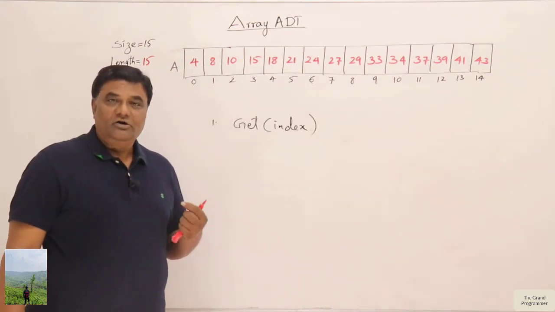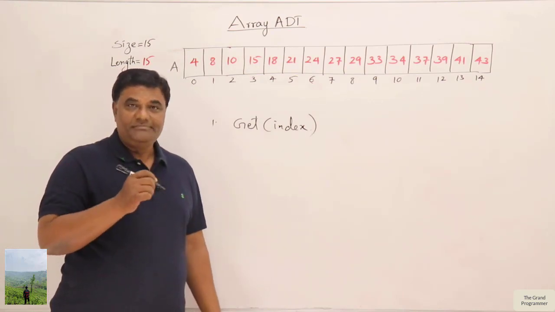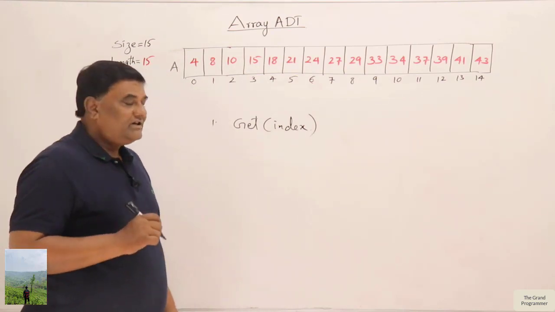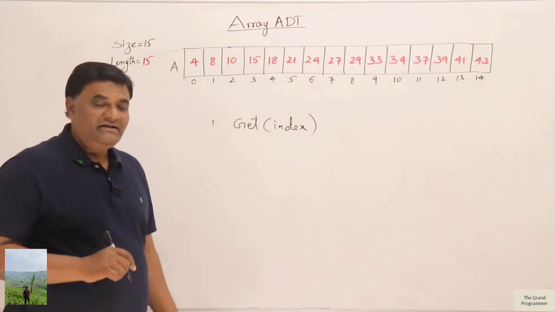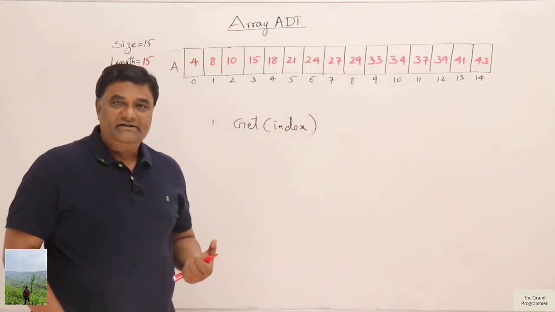Now the first one is the get operation. This is a very simple operation. Get means we want to know an element at a particular index. Suppose I want to know what is there at index 9. So the element is 33. So get the element from that index.